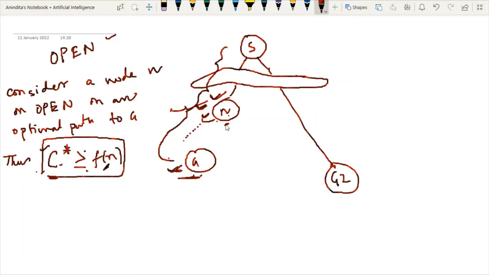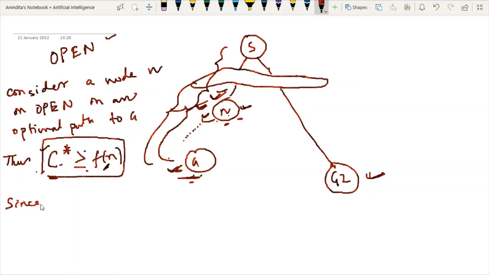Because this n exists in the path of the optimal goal path, that is G. Now, you have to consider another thing: since n is not chosen for expansion over G2, what can we write? So this part is not considered. What we have considered is that this G2 is now considered for its expansion. So this n is not chosen for expansion.